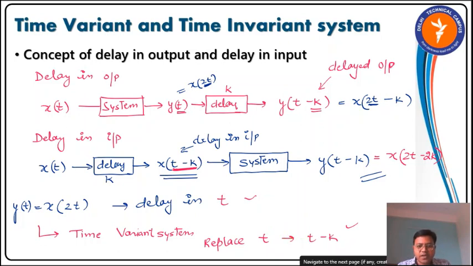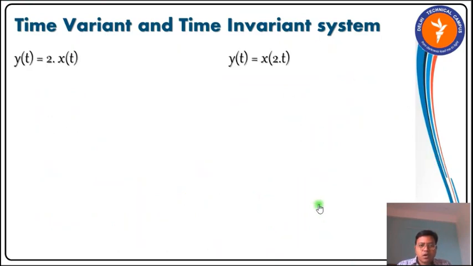Let us perform some numericals. We are running out of time, so I'm giving these two numericals to you for your home practice. Perform y of t equal to 2 times x of t and y of t equal to x of 2t at your home, and in the next lecture we will discuss these two numericals.